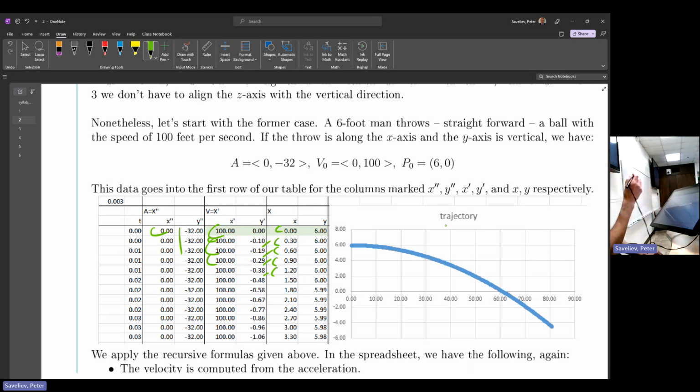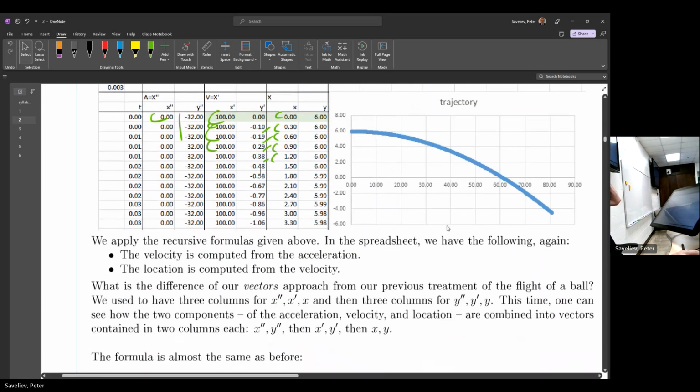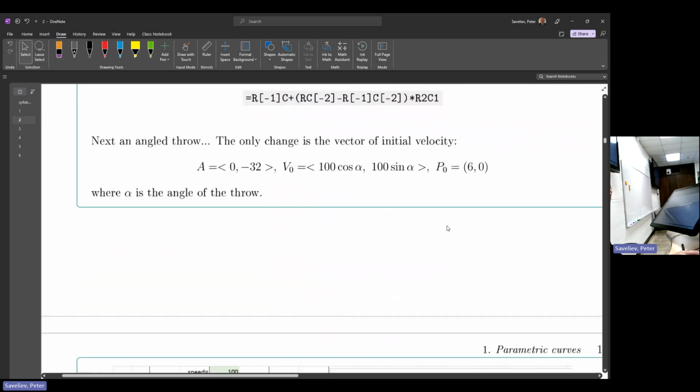In the vertical direction you go faster and faster in the negative direction, right? So 0, negative 0.1, negative 1.9, so it goes faster and faster in the vertical direction. Okay, so this is the formula for the computation.